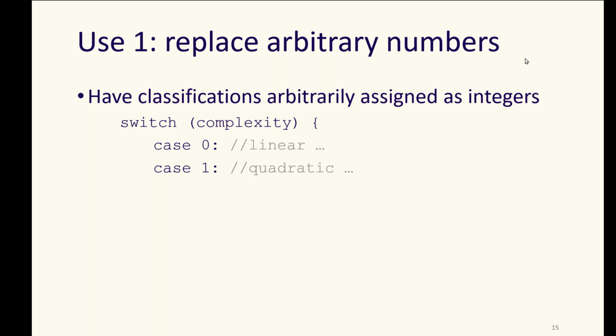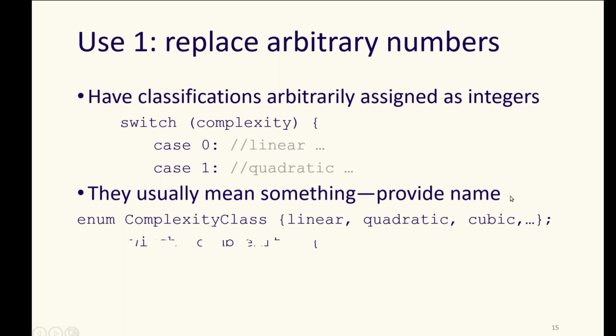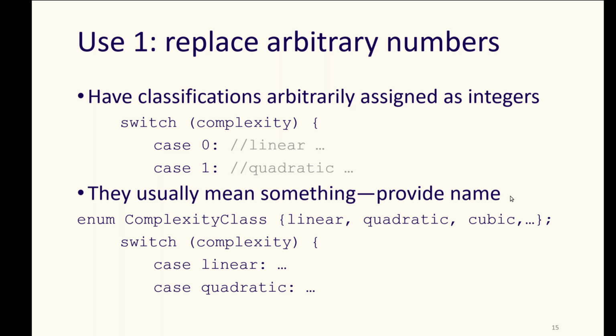You can use this to replace arbitrary numbers you might have put into your code elsewhere, where you might have passed a 0 or a 1 or a 2 for something to indicate different conditions that your program was encountering. Like the complexity example here, where 0 was being used to refer to linear complexity, 1 was being used to refer to quadratic complexity, and so on. We could create an enum of complexity classes with names that are reasonable, like linear, quadratic, cubic, and so on.